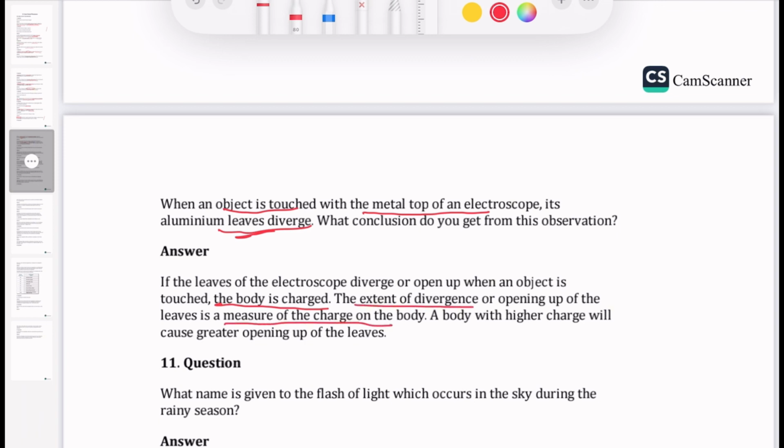But what do we generally understand? We know that the body is charged. That is the reason the aluminium leaves diverge.